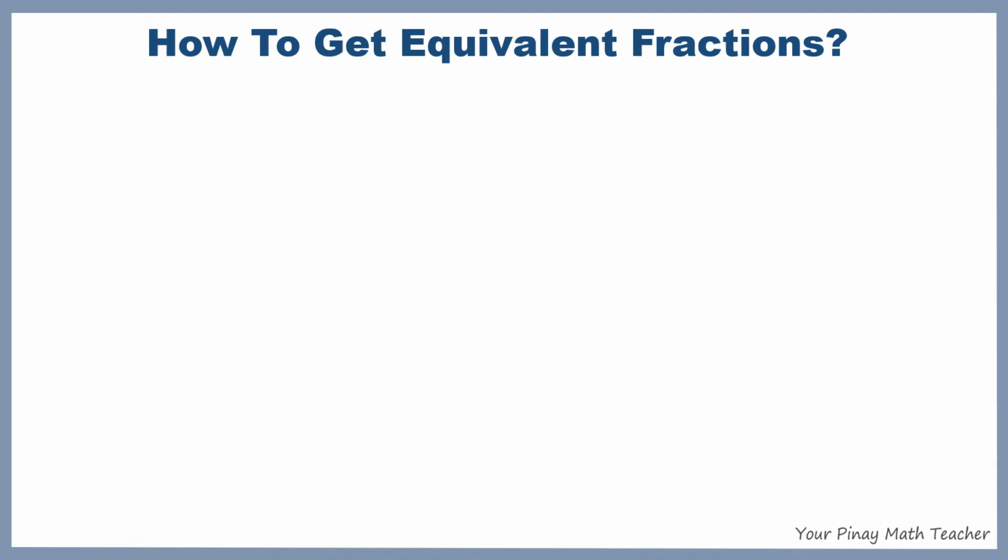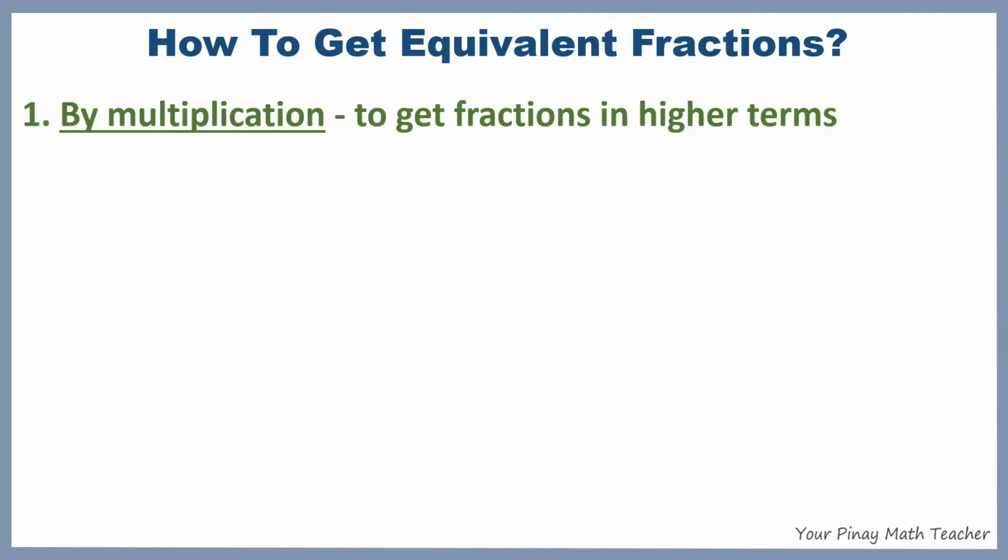How to get equivalent fractions. Equivalent fractions can be in higher terms or in lower terms. If you want to get fractions in higher terms, then you do multiplication. You multiply both numerator and denominator of the given fraction by 2, 3, 4, 5, 6, 7, and so on. Do not multiply both of them by 1 because what you will get is the same as the given fraction.